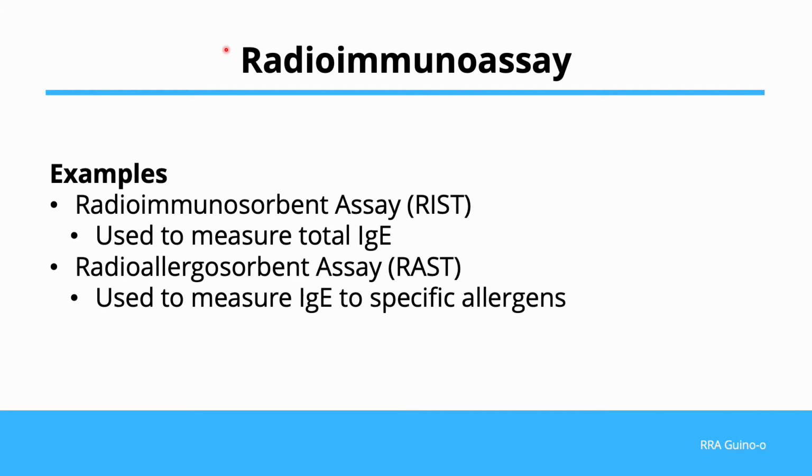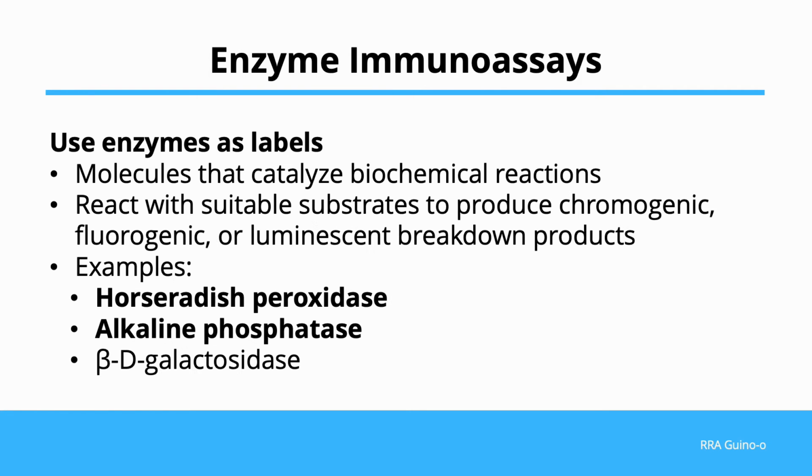Nowadays, the main examples of radioimmunoassays being widely used are your radioimmunosorbent assay or RIST. This is a test that is used to measure total IgE, and our radioallergosorbent assay or RAST. This is used to measure IgE towards specific allergens. If you recall our discussion on antigens and antibodies, IgE is the least abundant type of antibody, and so the radioimmunoassay is very useful in detecting them.